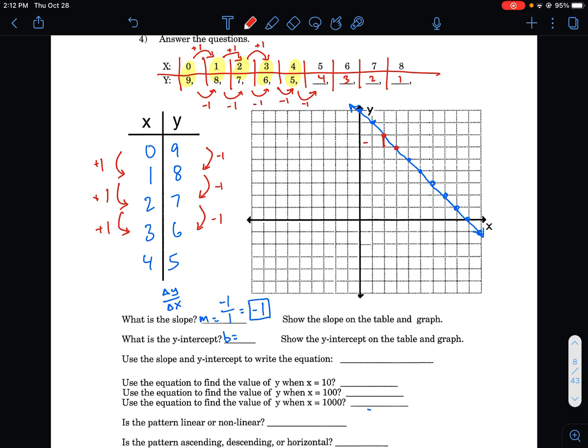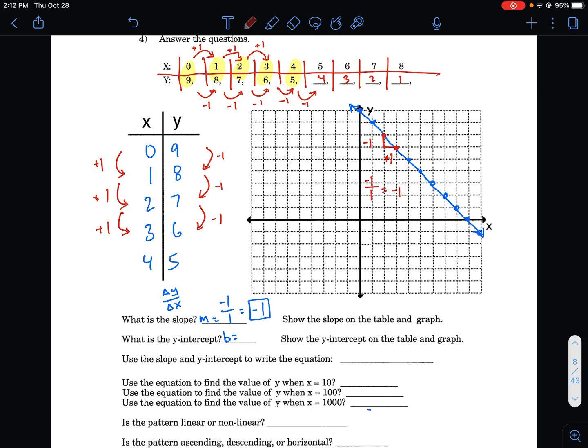If I'm going down, that's negative 1. And how do I get my change in x? Well, I'm going forward 1 space, so that's plus 1. So negative 1 over 1, which is the same thing as negative 1. That's how I figure that out.